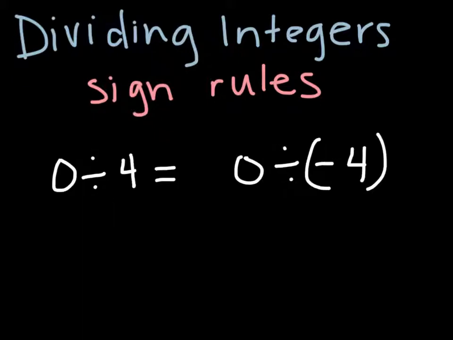Finally, the quotient of any integer and 0 is 0. 0 divided by 4 would be 0. 0 divided by -4 would be 0. So the quotient of 0 and any non-zero integer will always be 0. Let's move on to some sample problems.